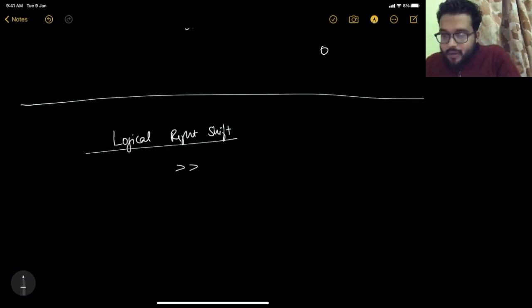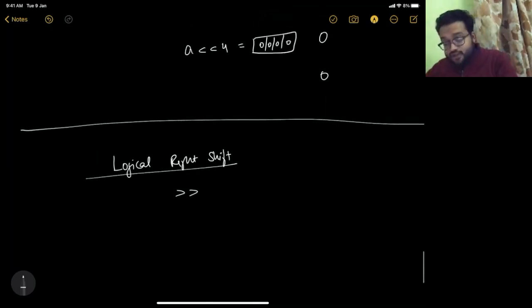I hope you do. Now let's just discuss logical right shift, and that would be it. Milind, we don't need to discuss any more operators. These are our powerful operators that allow us to solve so many questions. So don't worry about anything else. Milind, does it make sense?